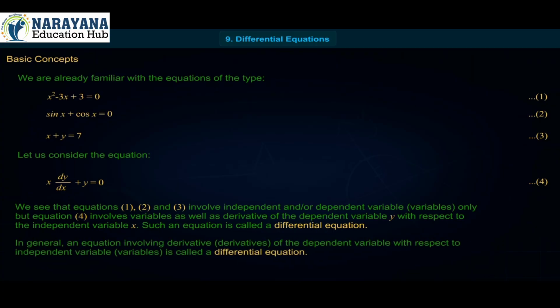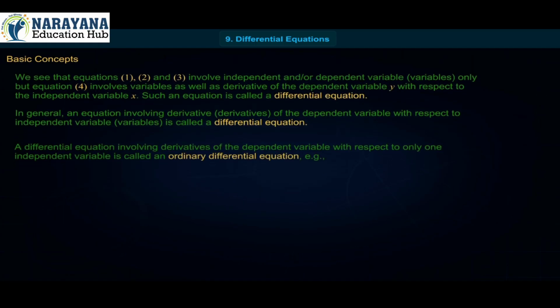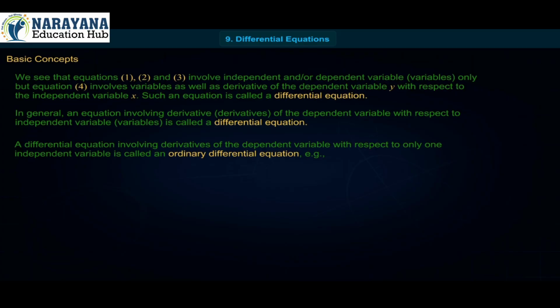In general, an equation involving derivatives of the dependent variable with respect to the independent variable is called a differential equation. A differential equation involving derivatives of the dependent variable with respect to only one independent variable is called an ordinary differential equation. For example, 2 d²y/dx² + (dy/dx)³ = 0 is an ordinary differential equation.